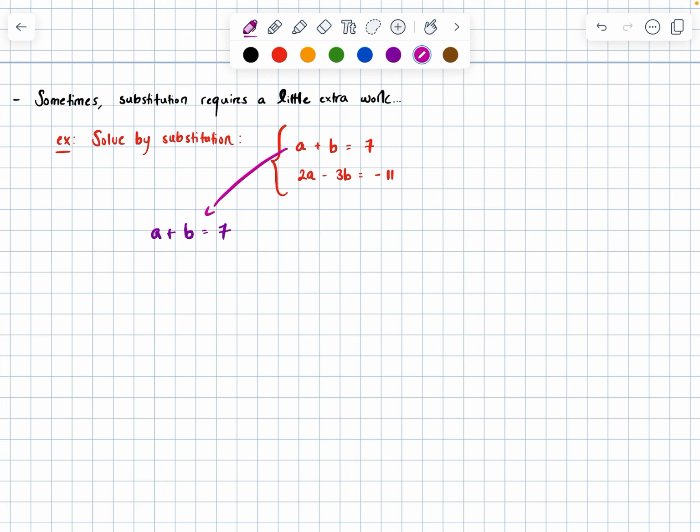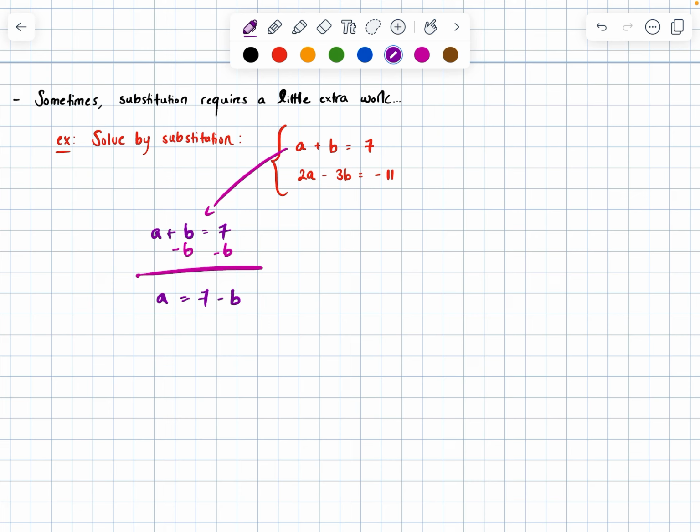Well, let's say that I want to pick a to get by itself. I could choose b to get by itself. It doesn't really matter. But I'm going to pick one of my two to isolate. Let's say I choose a. Subtracting b from both sides, that gives me a is equal to 7 minus b, or a is equal to negative b plus 7. It doesn't really matter.